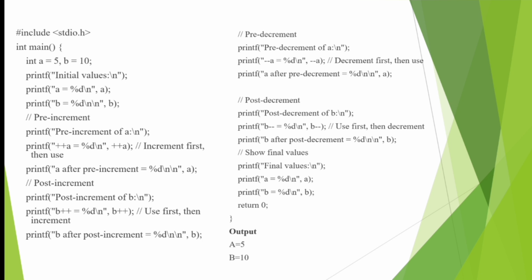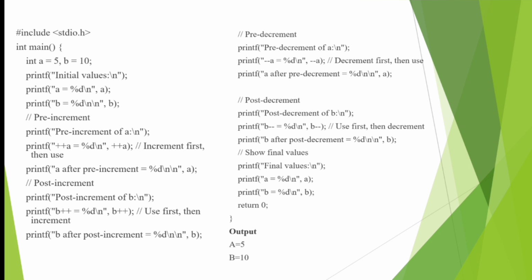And then next we are using post-increment. Post-increment means the value will be assigned first and then incremented. Here we are using b as post-increment. The value of b is 10, so 10 is stored to b and it will be printed. After that it will be incremented by 1. So it will print the value 10, and after that it will be changed to 11. And then here, pre-decrement. Pre-decrement means it is decremented first and then stored to the variable.